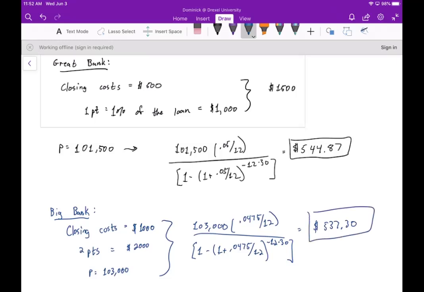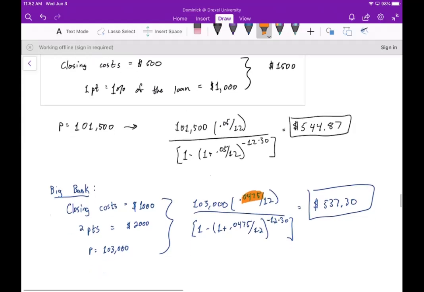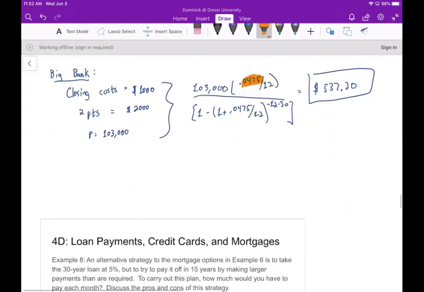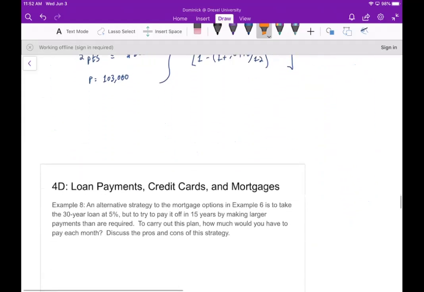Right? So both of these options come out to be pretty much similar, even though our Big Bank left us with double the closing costs, right? In Great Bank, we had $1,500, and in Big Bank, we had $3,000. Now, this just goes to show you the power of the interest rate, right? So here the interest rate was 4.75%, and even though it was only a quarter of a percentage point less, it did actually bring down our monthly payment to lower than the other option, right? So that's the power of the percentage point there.